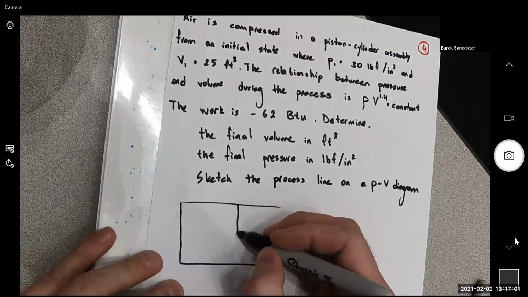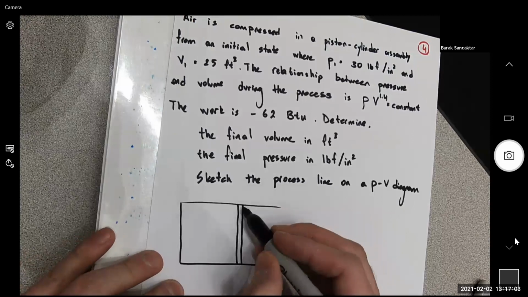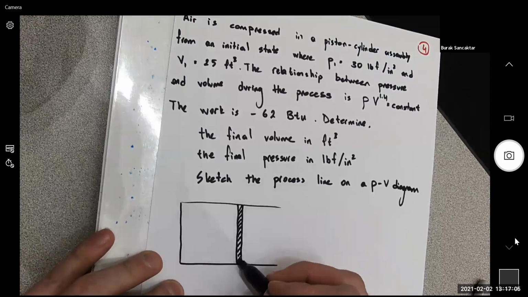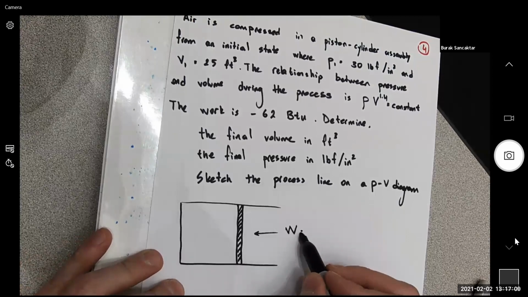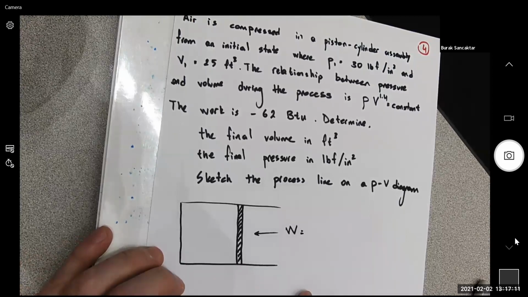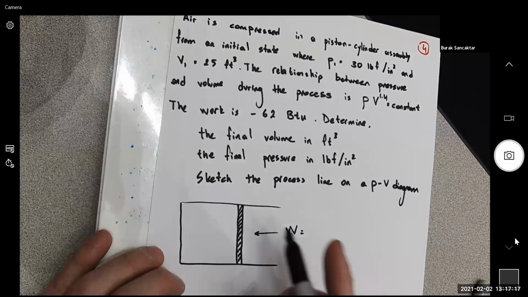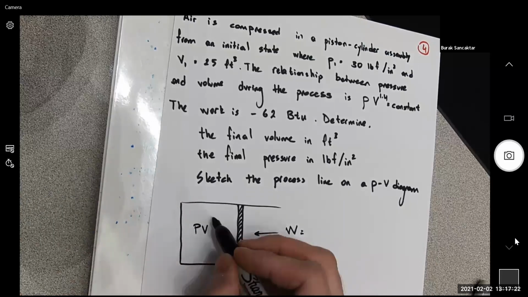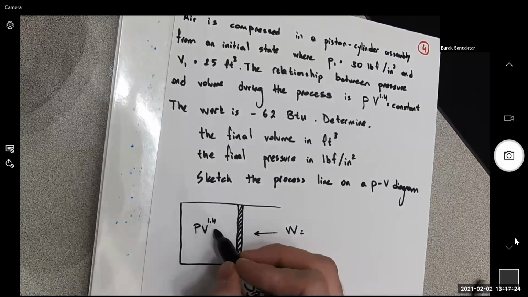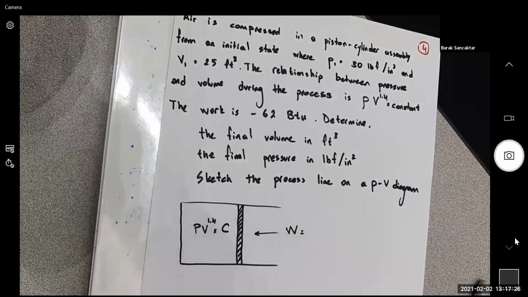Let's draw a distance in the resemblance. In this problem, I know my work, and I'm asked to calculate the final volume and final pressure. And the initial state, P1, V1, the power of 1.4 equals constant. Let's call that constant C.